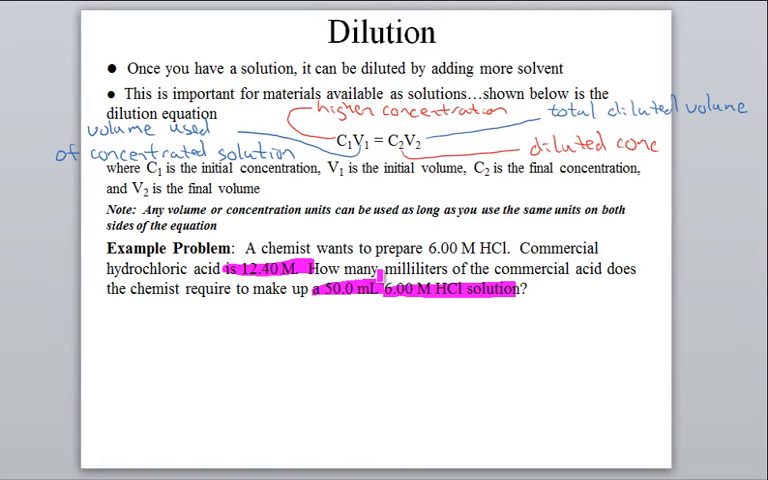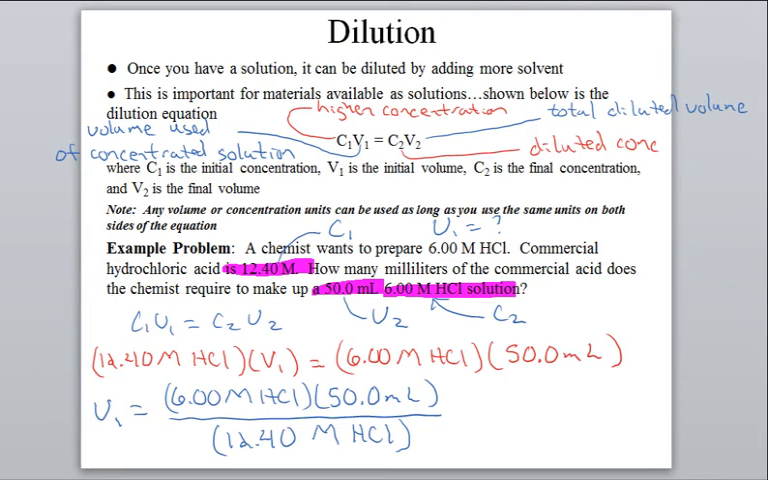The question here wants to know how much of the 12.4 molarity solution do we need to use, and then add enough solvent to make a 50 milliliter solution. So we're given the concentrated solution concentration, C1, we know what concentration we want to go to, and we know the total volume, V2. What we're trying to figure out is how much volume of that concentrated solution we need to use. Make sure your answer makes sense. It should be less than 50 milliliters. Go ahead and pause the video, use our dilution equation, and see what answer you should get.